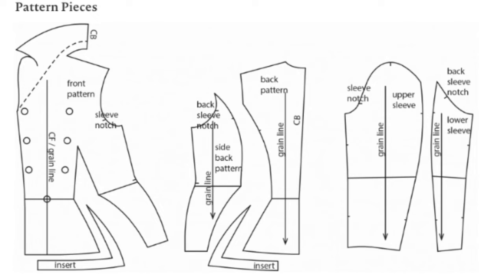Here we can see this is the front pattern of the jacket. This is the collar, the placement of the buttons. This is the side back pattern. This is the back pattern. And these two pieces are the patterns for the sleeve.